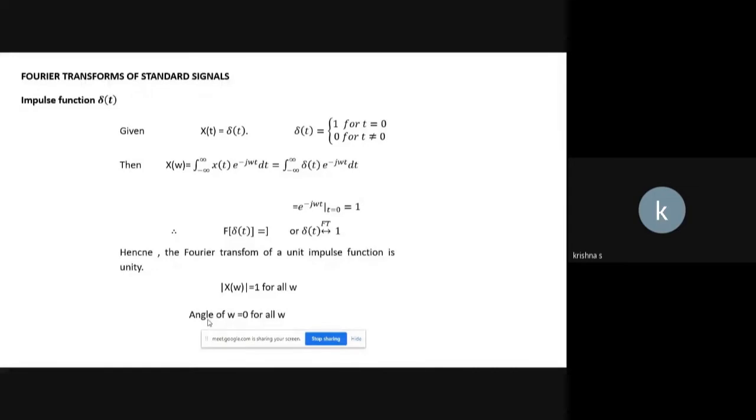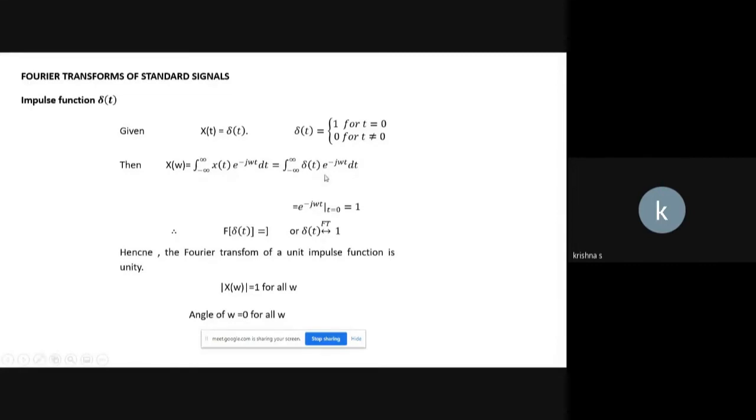As we know, the delta of t is defined at t equal to 0. The area of the impulse function over the interval is always 1. So delta of t equals 1 for t equal to 0, and in a more general definition, 0 for t not equal to 0.